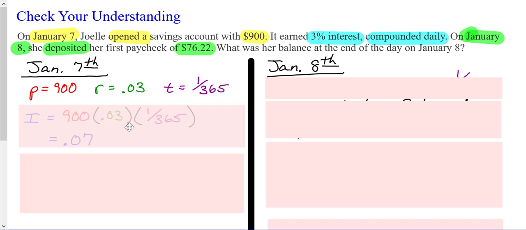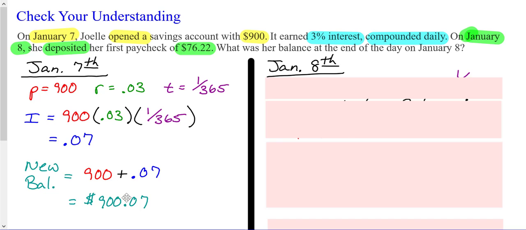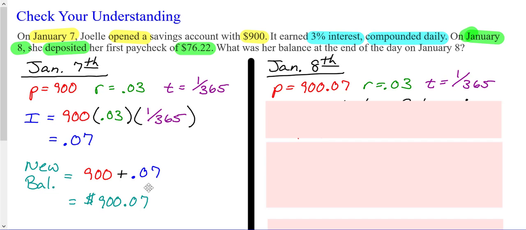So we need to just simply calculate the interest on the $900 using the 3% and the 1 out of 365 days. So we end up with interest of 7 cents. We need to calculate our new balance by adding the interest to our beginning balance. So 900 plus 7 cents is $900.07. On January 8th, our principal is going to be our new balance from the previous day at the end of $900.07. Our rate is the same and our time is the same.